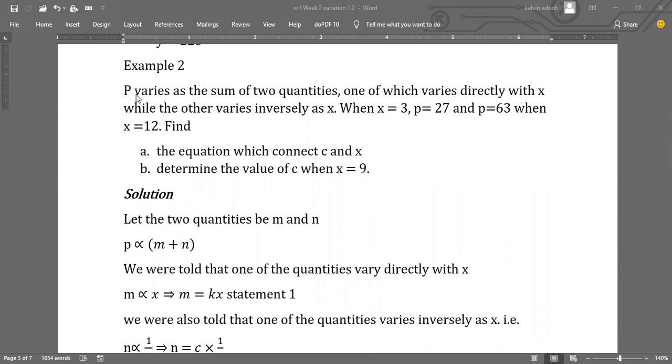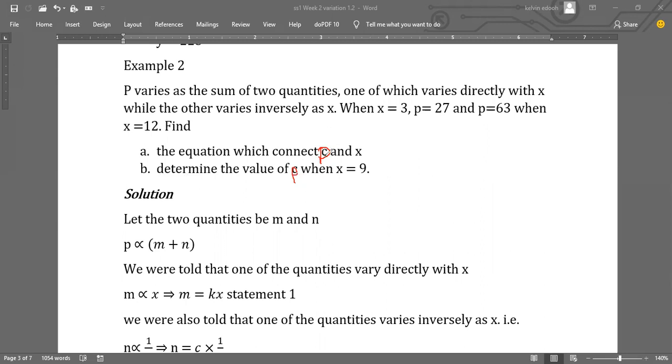We are told that P varies as the sum of two quantities, one of which varies directly with x, while the other varies inversely as x. We are told that when x is 3, P is 27, and when P is 63, x is 12. We're asked to find the equation which connects P and x, and determine the value of P.